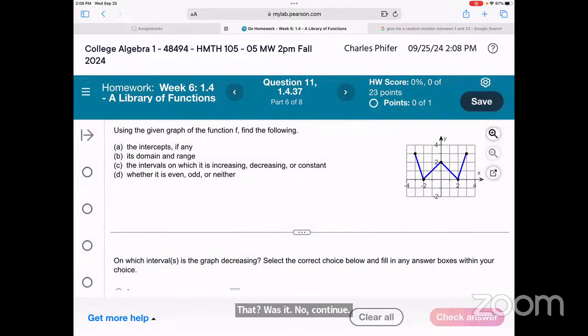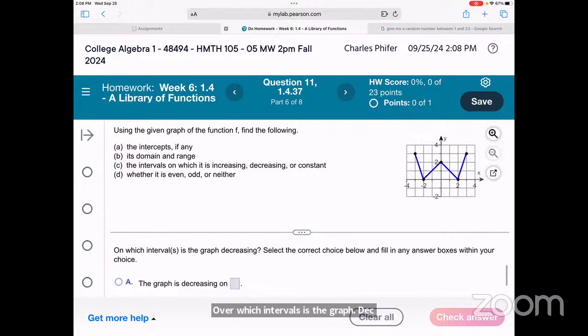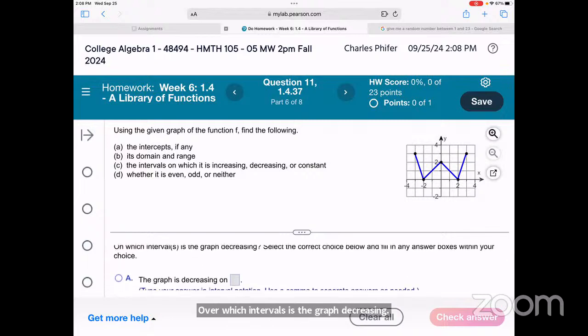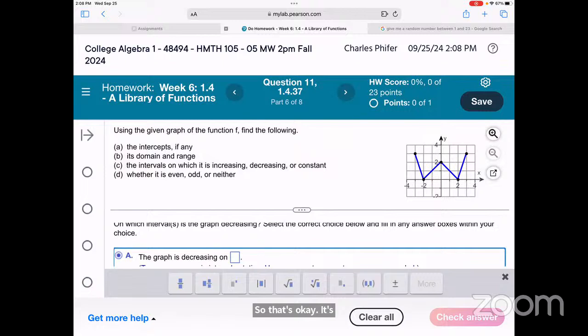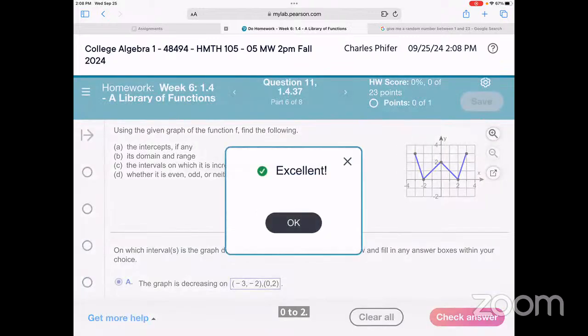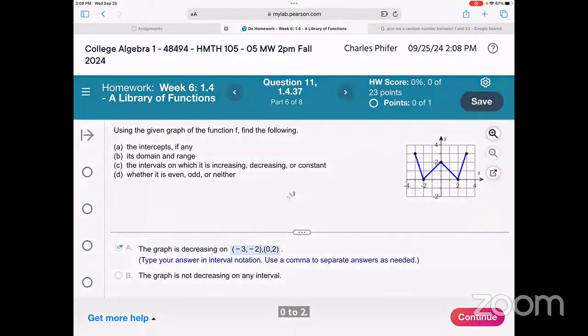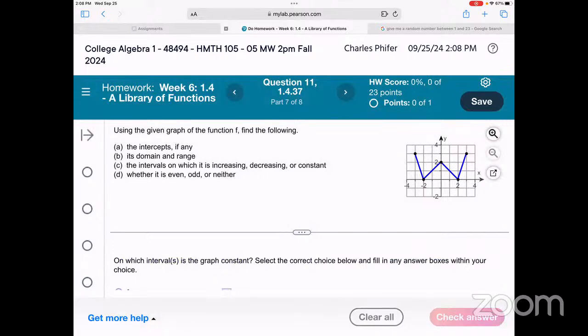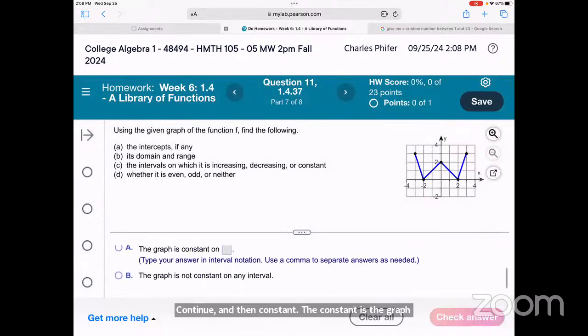Over which intervals is the graph decreasing? It's decreasing as x goes from negative 3 to negative 2, and then again as x goes from 0 to 2. And then constant: the graph is not constant on any interval. It never flattens out.